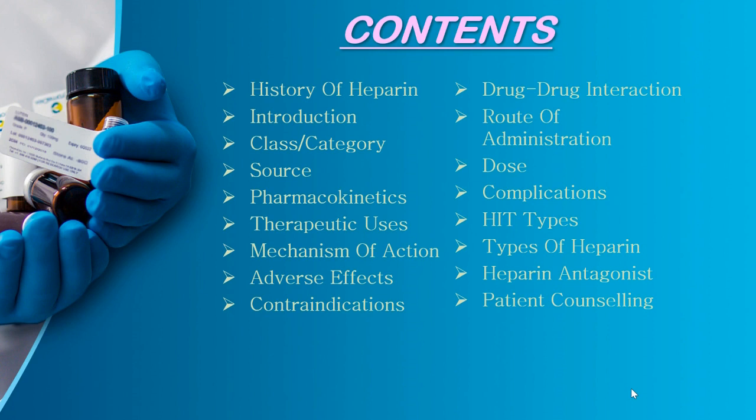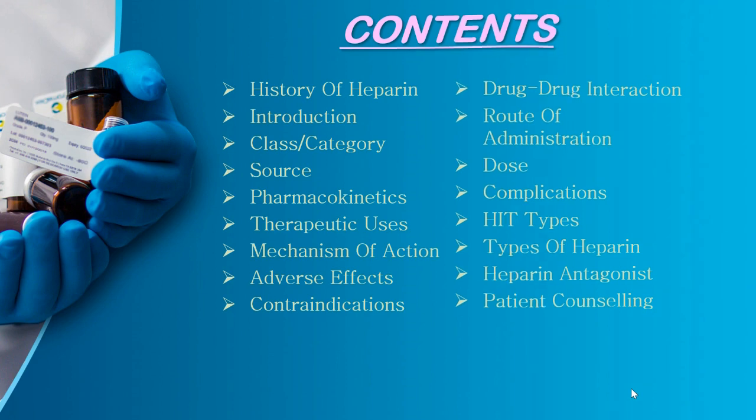So, we will see how heparin was invented, who invented it, which class heparin belongs to, what its source is, what its pharmacokinetics are, what the clinical uses of heparin are, through which mechanism heparin acts, what the side effects, contraindications and complications are, what the types of heparin are, through which route we can administer heparin in patients, what dosage forms are available, and what the antidotes of heparin are. We will also see how we need to counsel patients who are taking heparin. So, let's start.